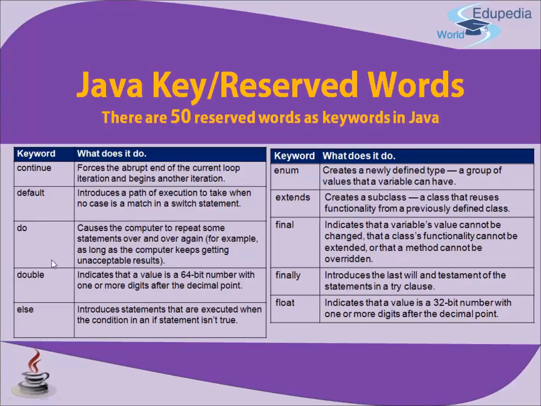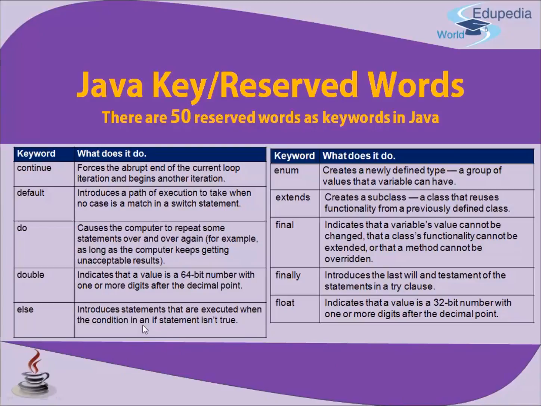Then you have do, which causes the computer to repeat some statements over and over again, for example, as long as the computer keeps getting unacceptable results. That means, for example, this is a structure which will execute at least once, because the condition is tested after the execution. Now you have double, which indicates that the value is a 64-bit number with one or more digits after the decimal point.